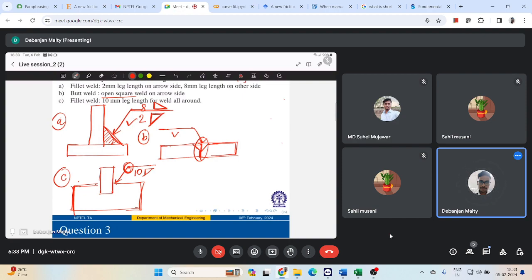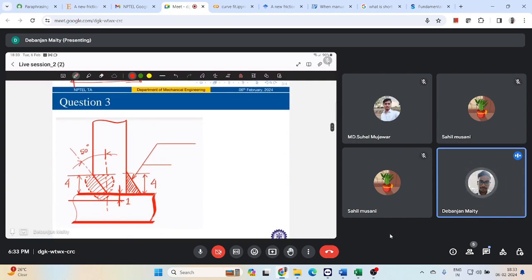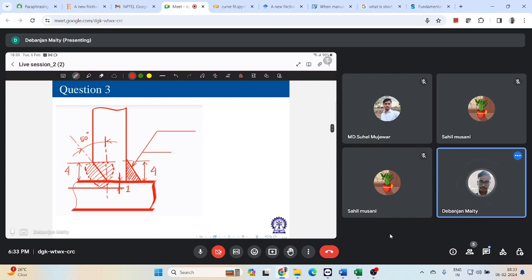Okay. So if we have no question, I have created one joint geometry over here, and we will try to figure out what will be the weld symbol for this. So here we have a T joint. What we have over here? So we have a T joint. One of the sides is having fillet weld.